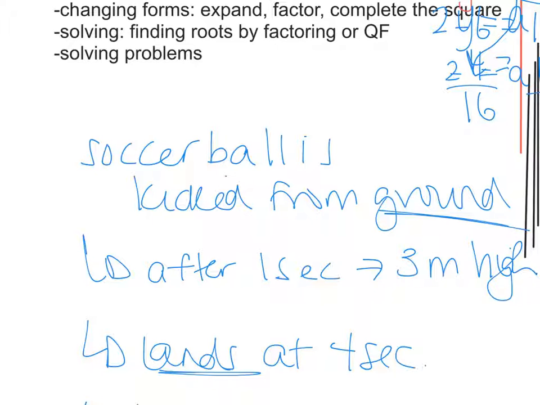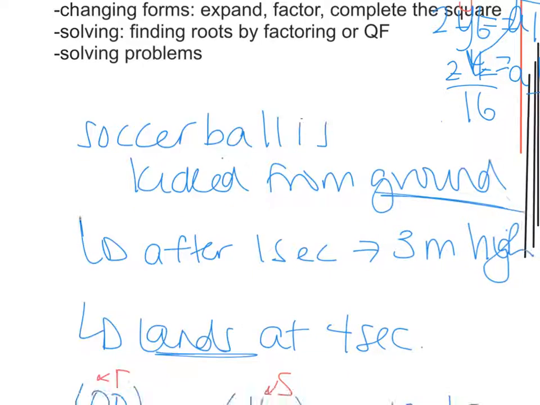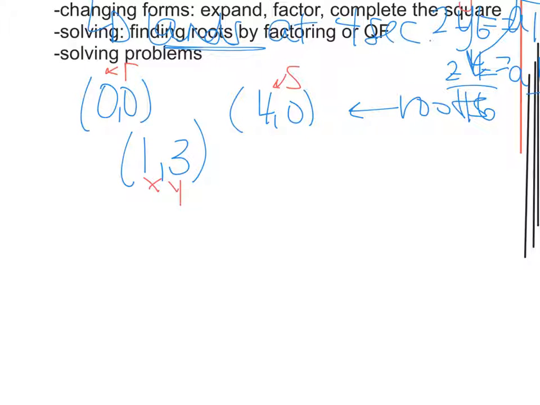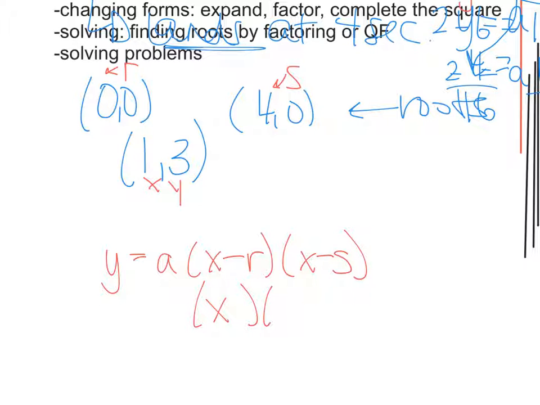Then we have a point that says after 1 second, it's 3 meters high. So this point gives us our x and our y. So these are r and s, the 0 and the 4, and the coordinates are x and y. So now we're just going to put those into our equation and we're going to solve. So y equals a bracket x minus r, x minus s. My r is 0, so I don't really need to put anything else in that bracket. And my s is 4. So finally, I'm going to put those coordinates in, the 1 and the 3 in for x and y.